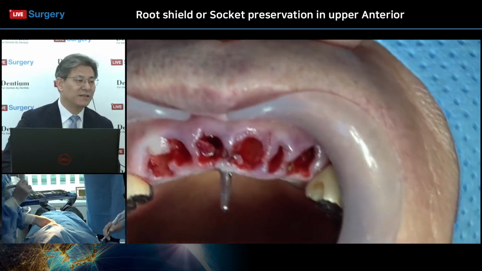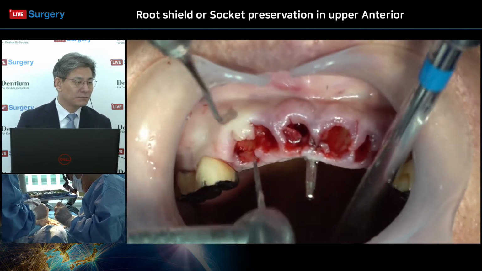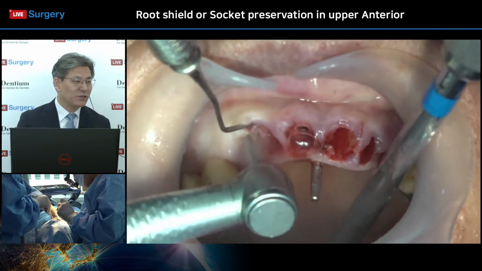He has decided on flap reflection after incision. Yes, in the apical, because he wants to see the apical portion.